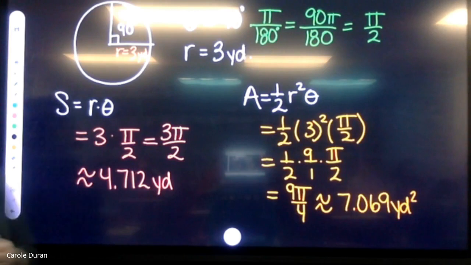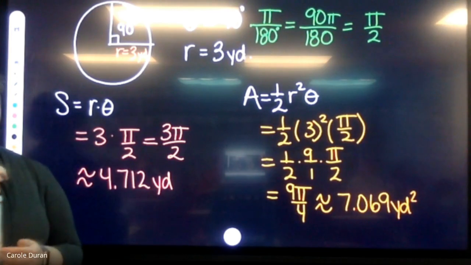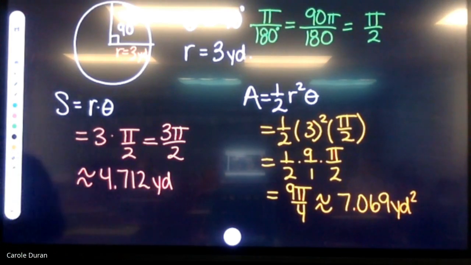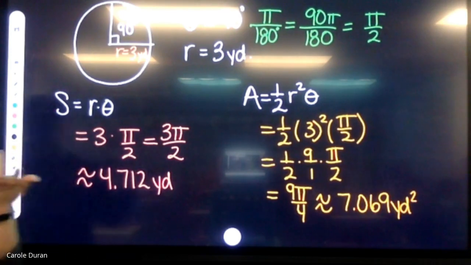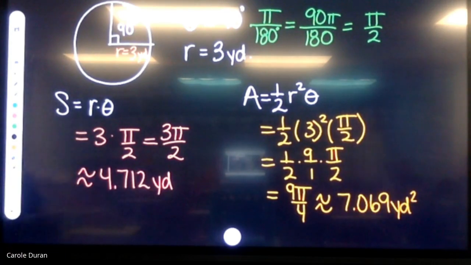Chandler, how about you? Get them both? Yeah. Cassie, how about you? Got them both? Landon? I got 7.068. Okay, well now you know to round, right? Anybody super duper confused by this?